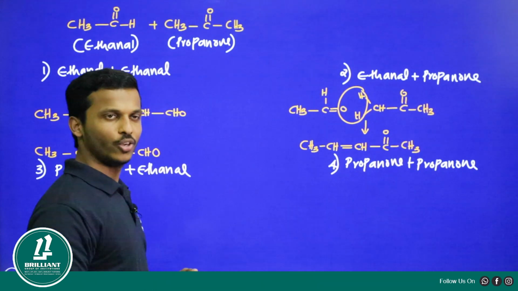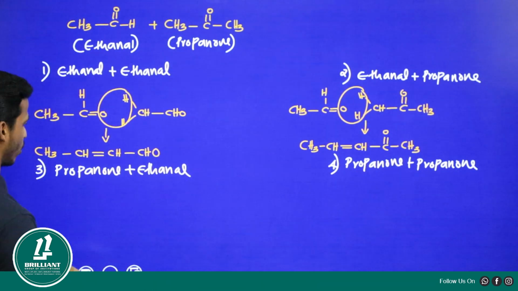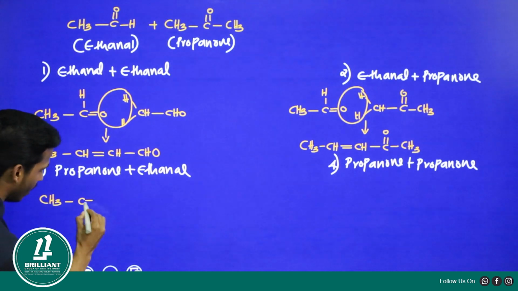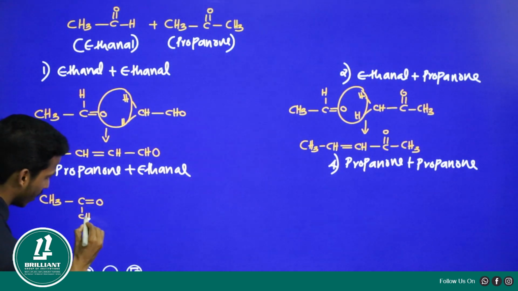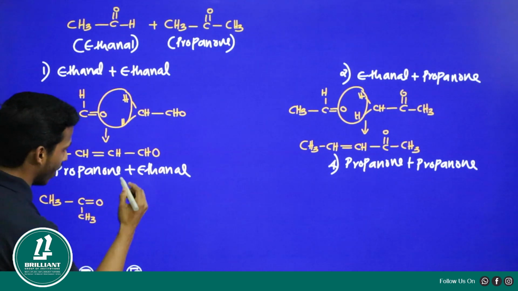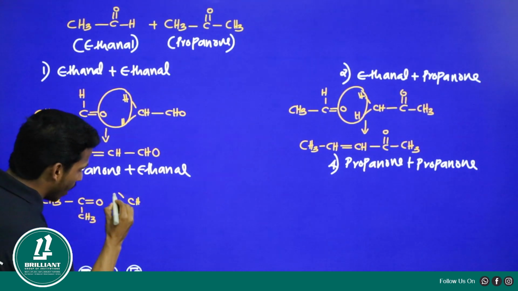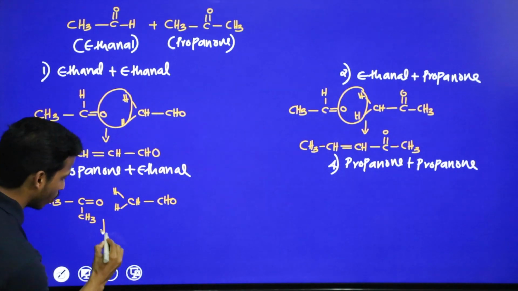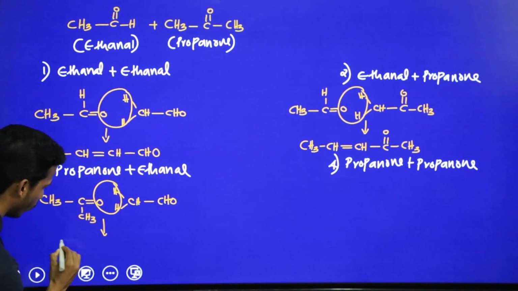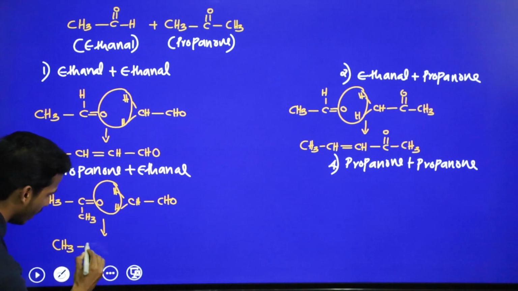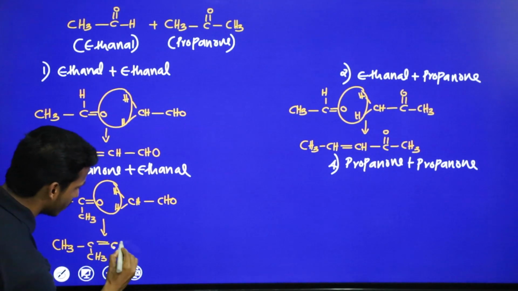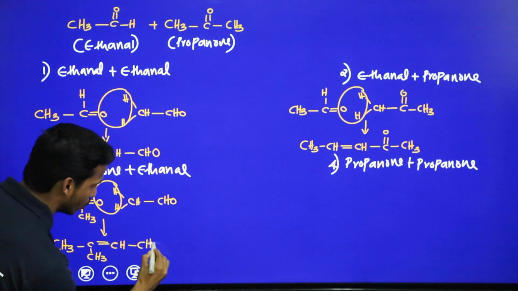The same way you can find the other one, the third combination, propanone. Propanone is CH3, CO, CH3 and ethanal. Ethanal has 2 alpha hydrogens, CHO. And on combination, elimination of water, you will get CH3, CH3, double bond, CH, single bond, CHO.